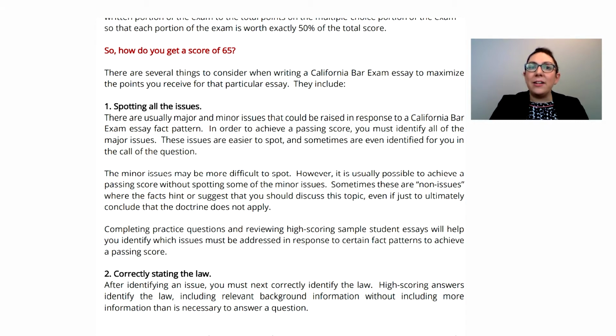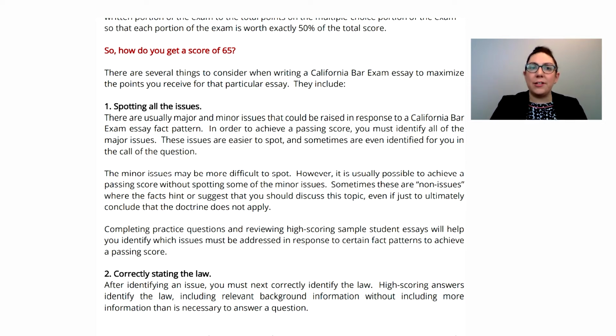So a fact pattern typically has major issues and then also may have some minor issues. The major issues are the ones that are clearly screaming to be addressed by the facts that they've presented. And in order to get that score of 65, you typically need to address all of the major issues. It's important that you spot these major issues. For the minor issues, it is possible to get a passing score without necessarily spotting or addressing every single minor issue. So how do you tell if an issue is a major issue or a minor issue?